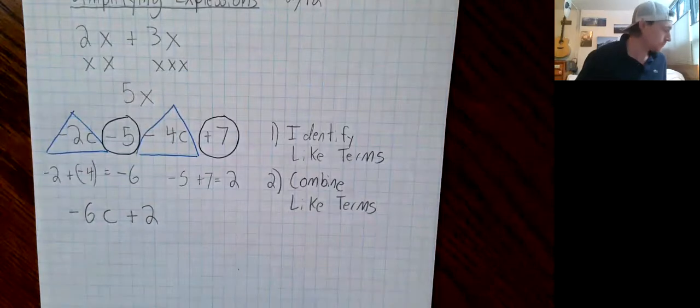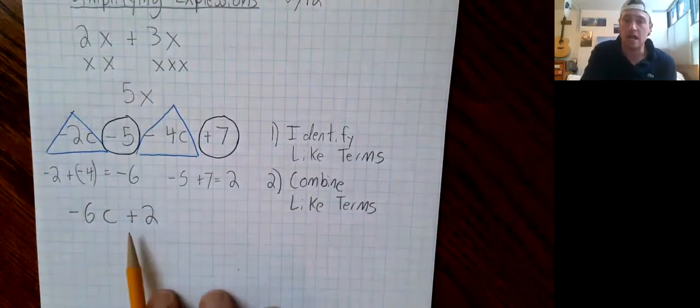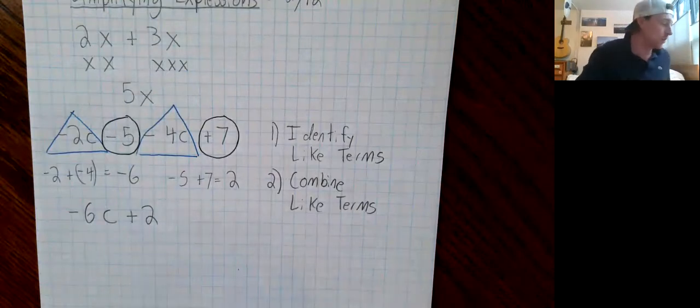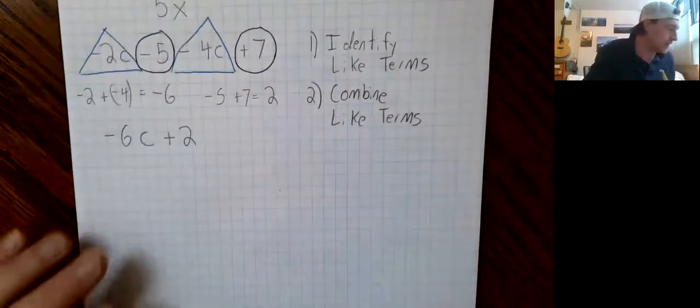That's it. Again, kids are like, well, what's the answer? What is the value of c? We don't know that yet. We need an equal sign to be able to solve an equation. We don't have an equation. We have an expression. So the best thing that we can do is just simplify. We're going to do one more and then call it a day.